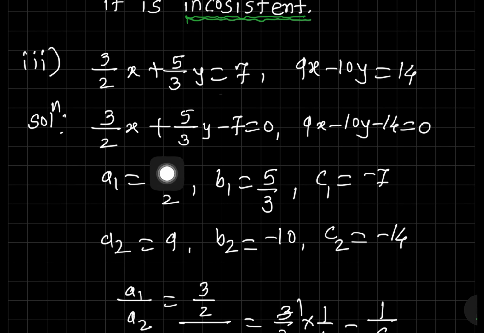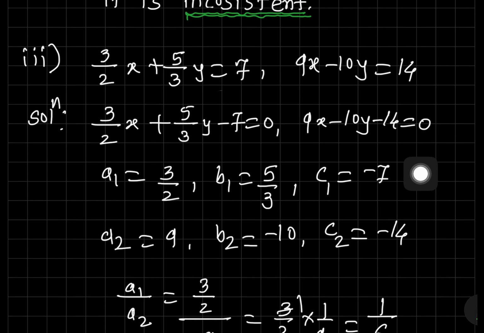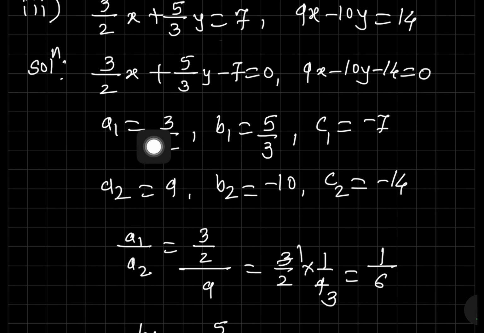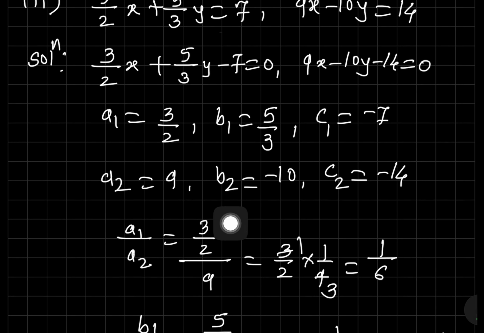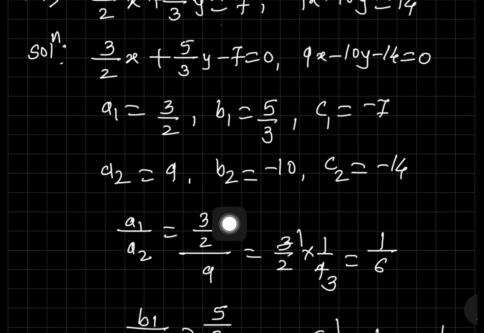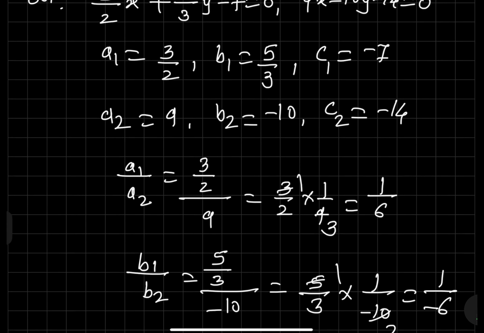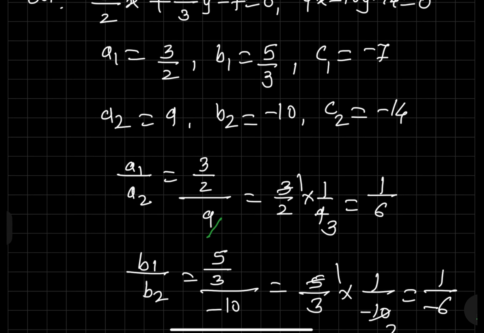See here, fractions are there. So a1 is 3 upon 2, b1 is 5 upon 3, and c1 is minus 7. Then a2 is 9, b2 is minus 10, and c2 is minus 14. Now here a1 upon a2, so what is it? 3 upon 2 we are writing as a fraction, and 9 is a whole number. Though it is a whole number 9, we can write it as a fraction also, 9 upon 1. So you will get how to write.